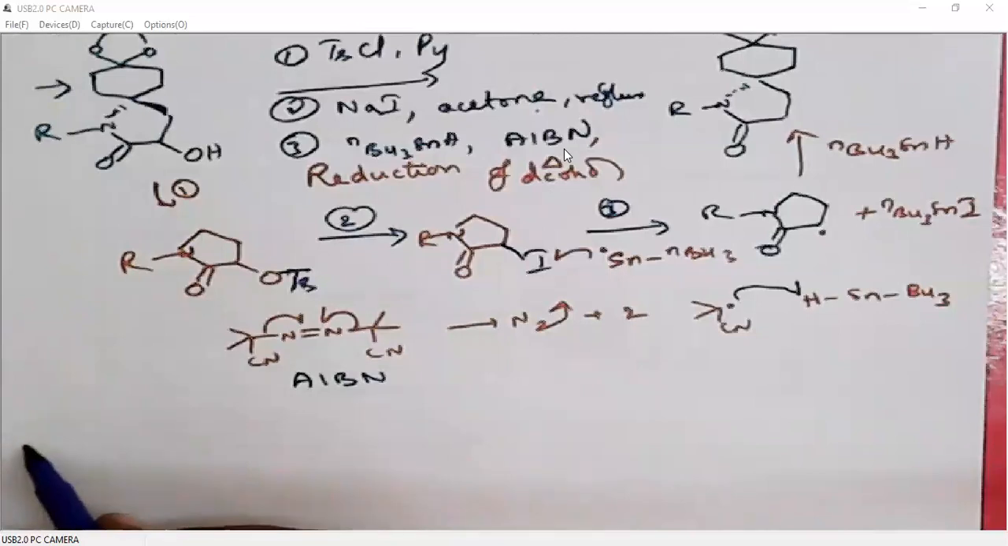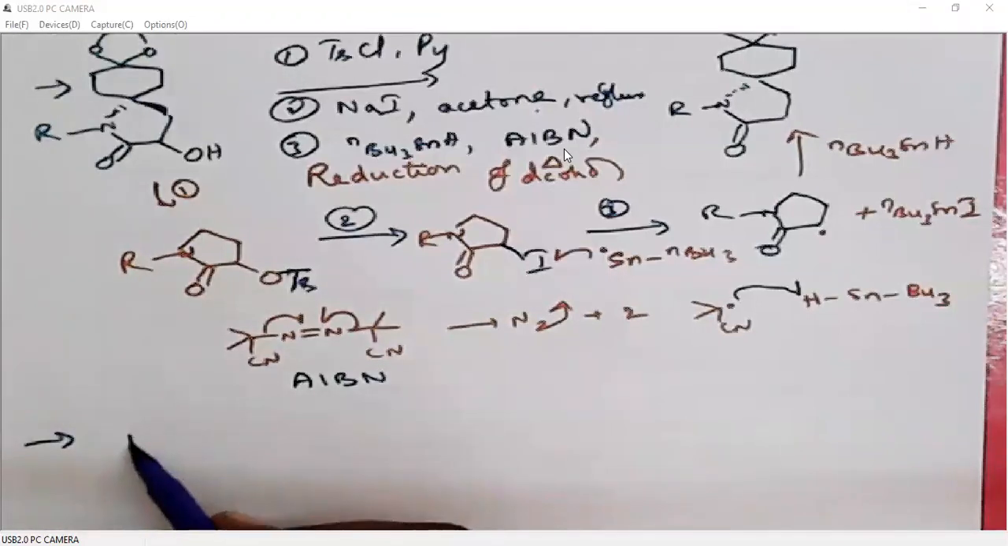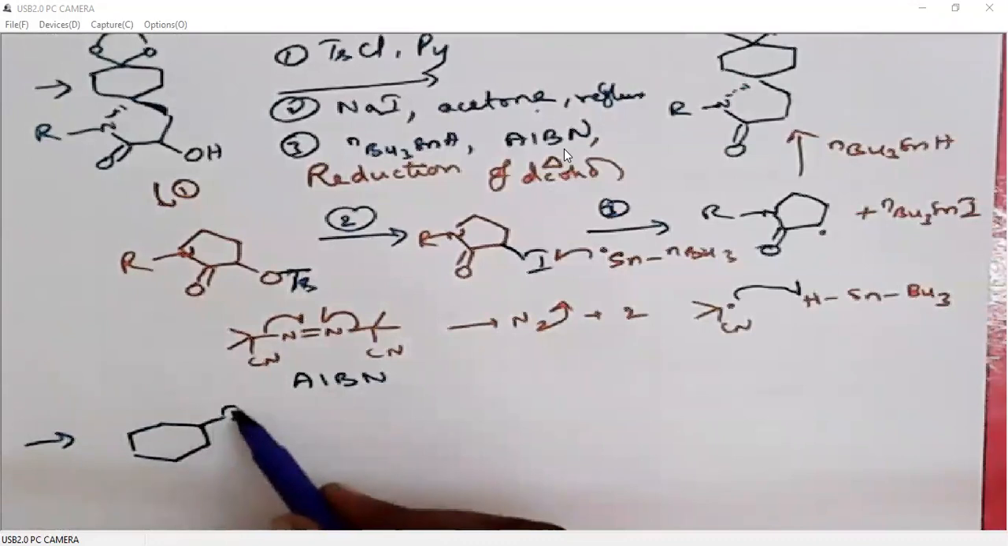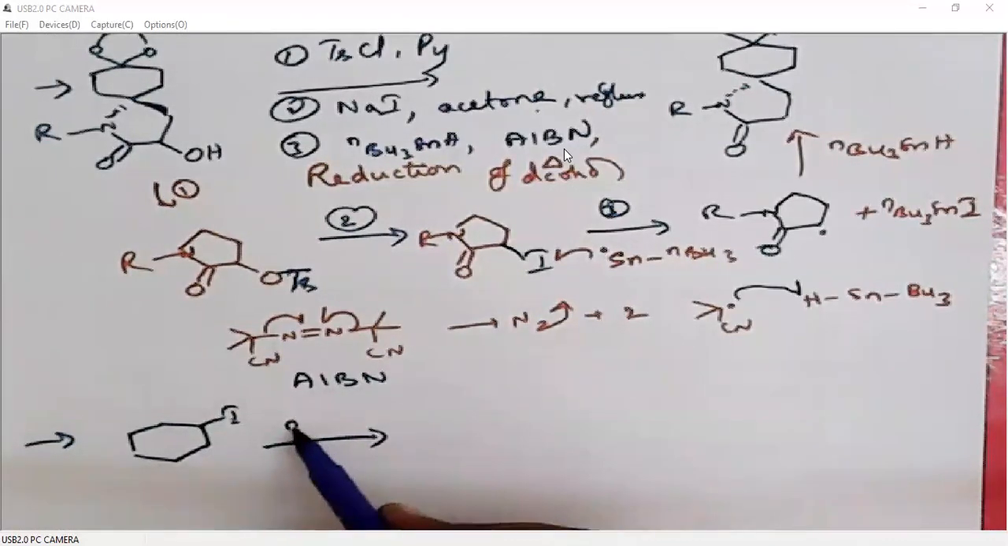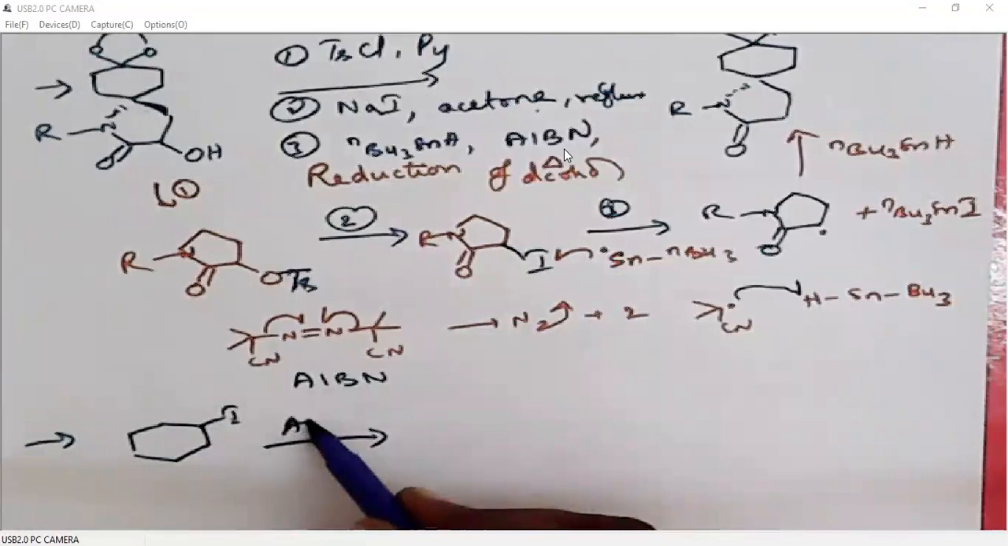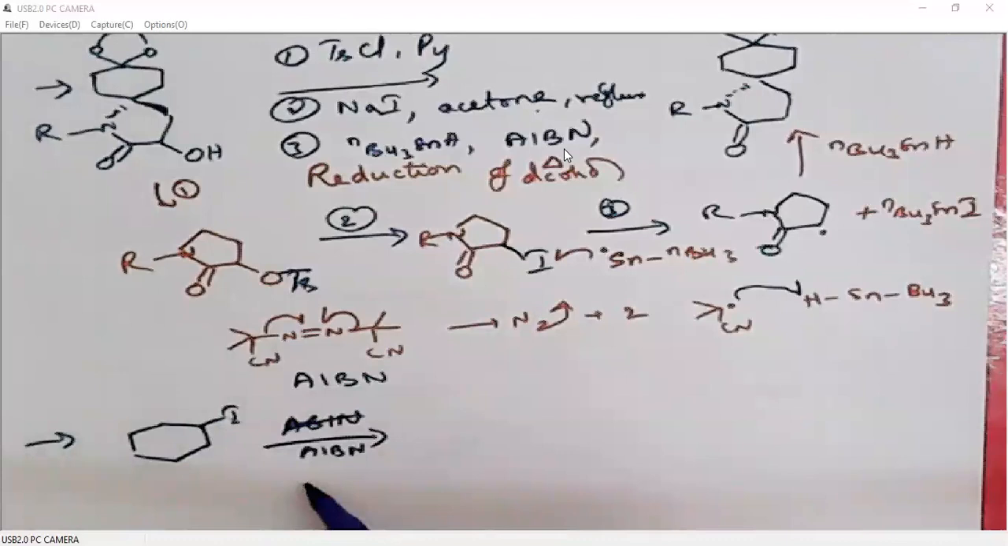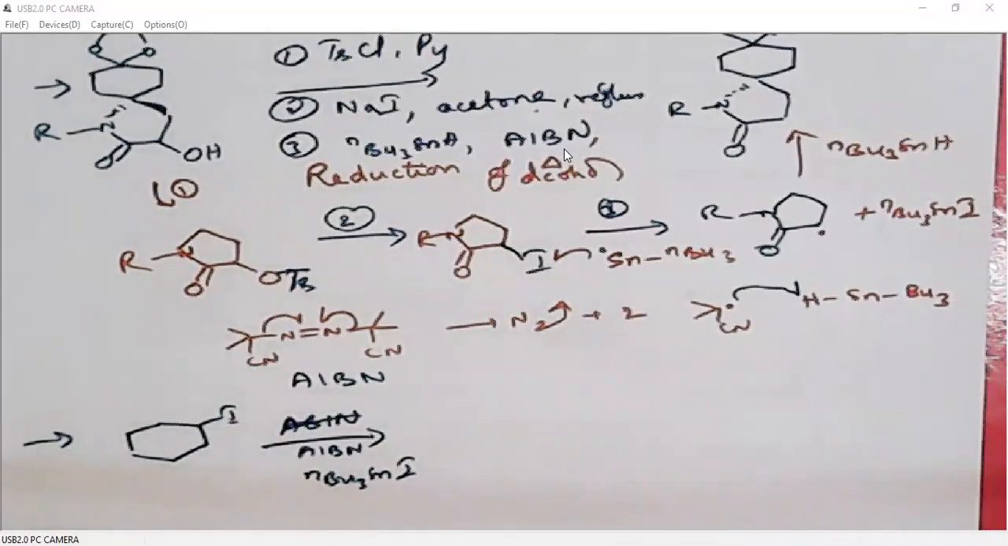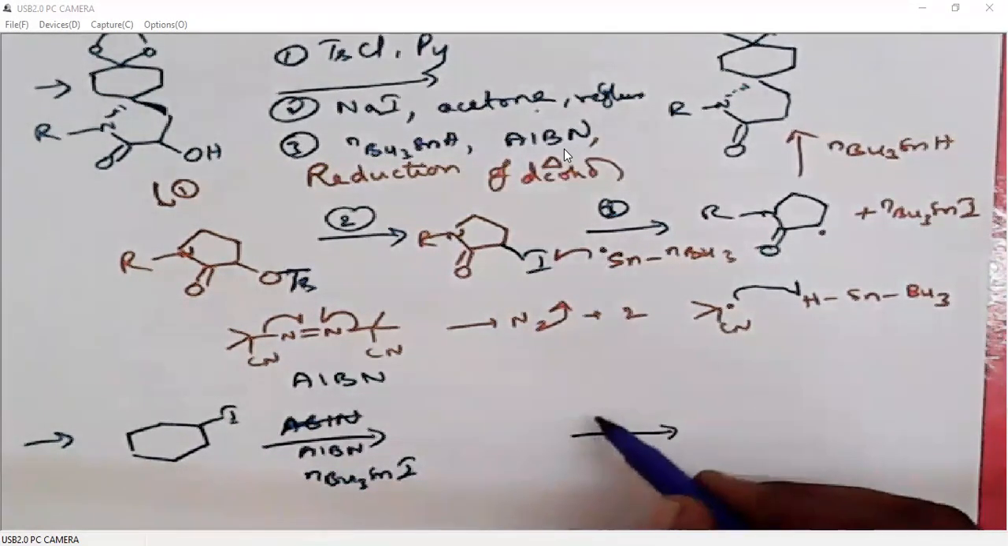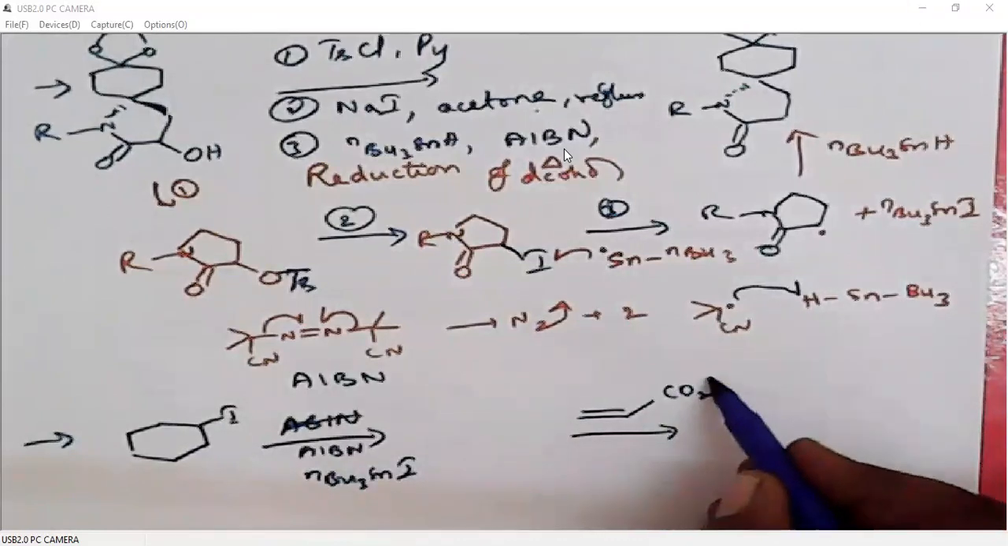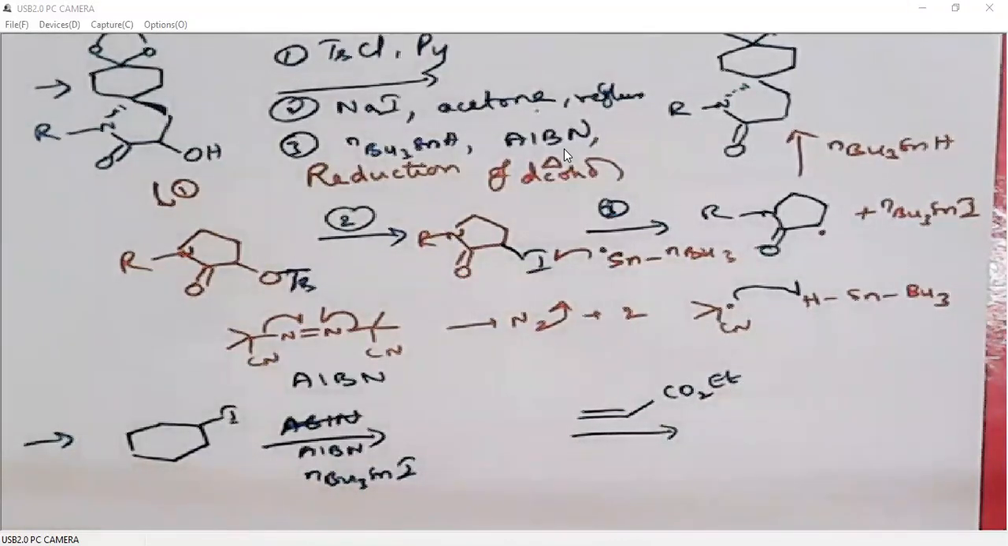We can explore the same reaction conditions for other reactions. So what happens when we treat this compound with AIBN and tributyl tin hydride? Dehalogenation takes place, right? But in the process, we can also use some other electrophiles, so that it will react with other electrophiles or a radical carrier.